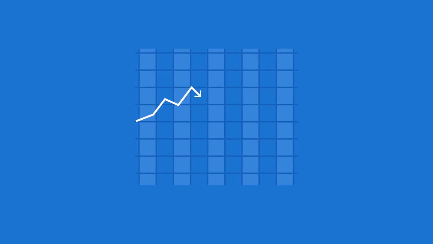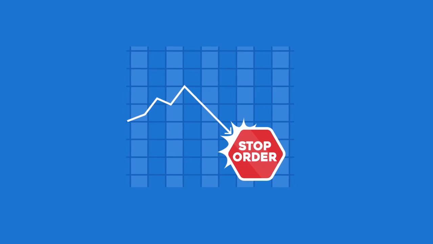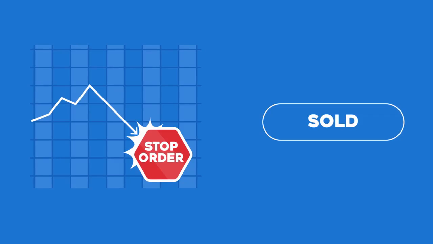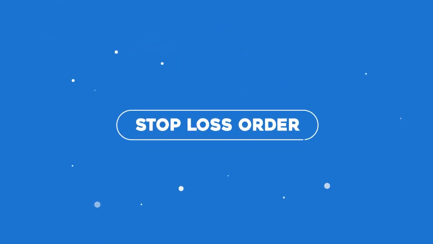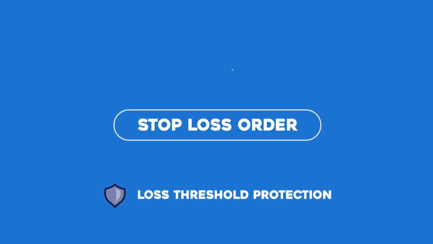Now, suppose you bought a stock that has performed very well. You would like to hold on to it, but you are concerned that the price might fall. To protect your gains, you can place a stop order. A stop order triggers the shares to be sold once the stock reaches a specified price known as the stop price. This is also called a stop-loss order and provides protection by letting you set your own loss threshold.